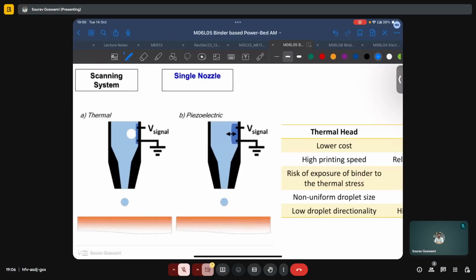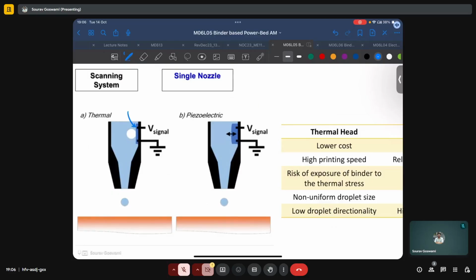In the case of a thermal nozzle, we have this small plate here, which is connected to some electric supply, and it is heated. Upon heating, the binder material in its locality starts heating up and may even vaporize, leading to the formation of this bubble of vapor, which increases the pressure inside this nozzle and leads to the expulsion of a droplet of binder from this nozzle.